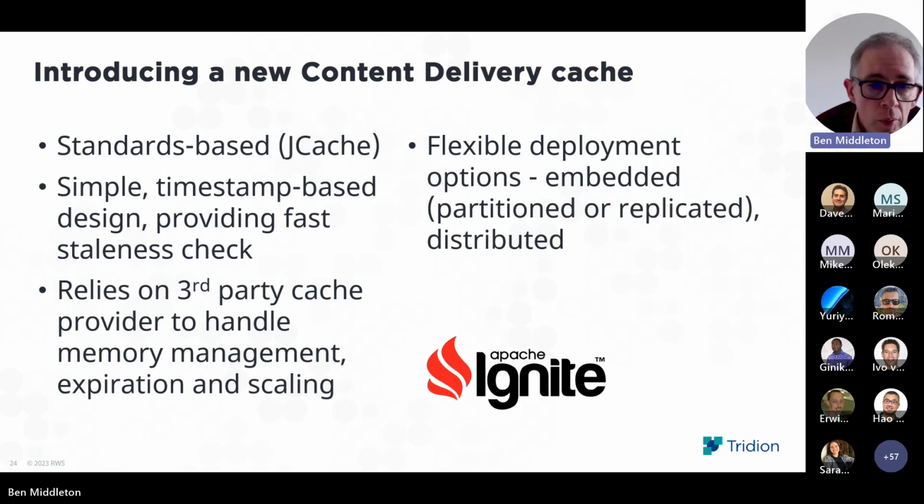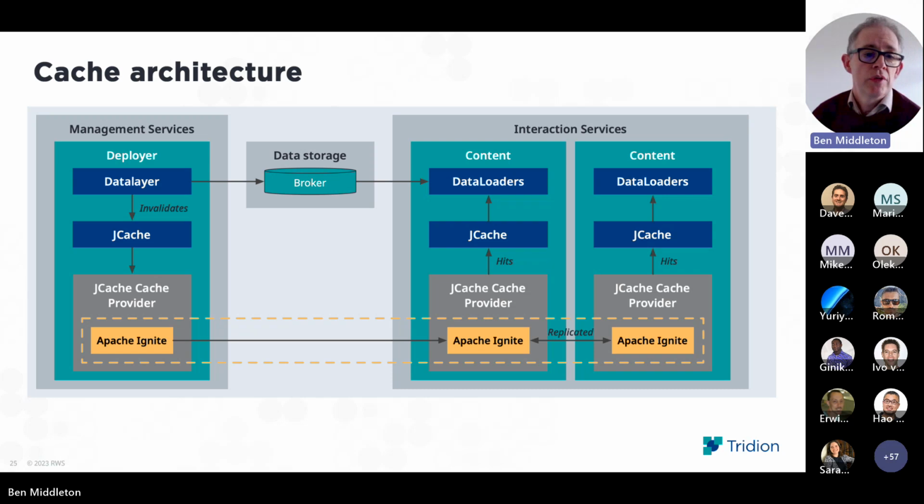But we also wanted the option to have it either replicated or partitioned, and maybe at a future stage distributed amongst a standalone node as well, if necessary. But this is how we ship it in DXD 12 today. So you can see we have this new caching layer that sits within both our deployer and our content service.